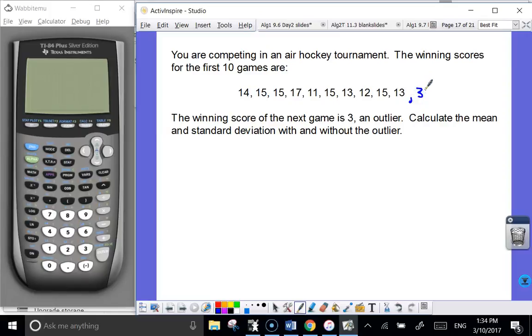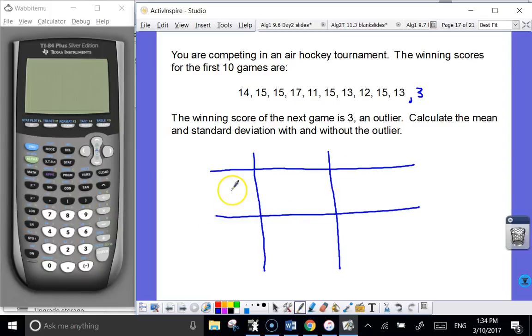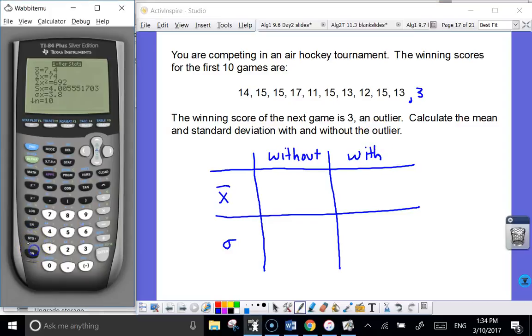So let's calculate the mean and the standard deviation, but we'll do it for both. We'll do it without and with the outlier. So I'm going to make a little table, and we could definitely do it with the calculator. We're not doing this by hand, right? So this will be the mean, I'll use X bar, and this will be sigma. This will be the without first, and this will be with the outlier, right? I'm just going to do it in front of you right here.